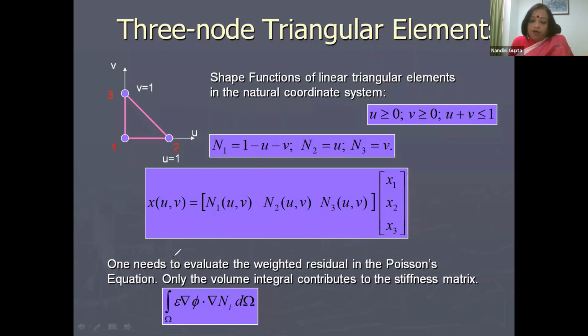Now, what I'm going to show you is how to take the Poisson's equation and try to evaluate the stiffness matrix using these isoparametric shape functions. I'm not going to go through every step. This is the term that we need to evaluate, because I am considering only the volume integral, as I'm interested in evaluating the stiffness matrix. If you know how to evaluate the stiffness matrix, you can always evaluate the force vector or whatever else you have.